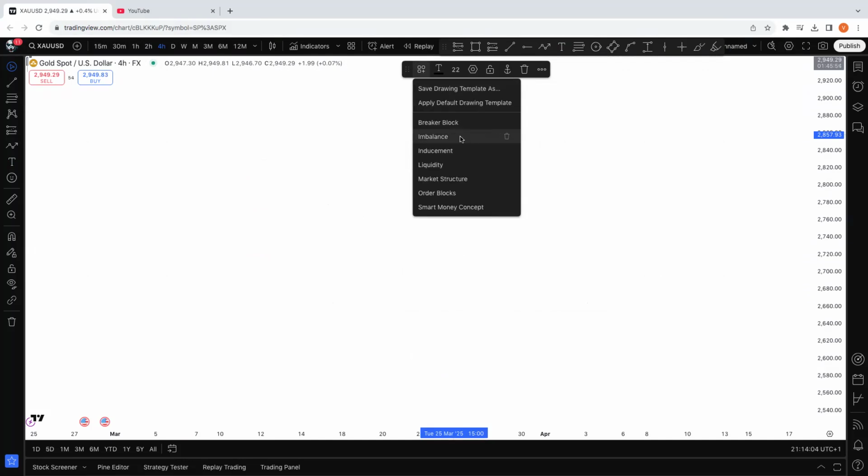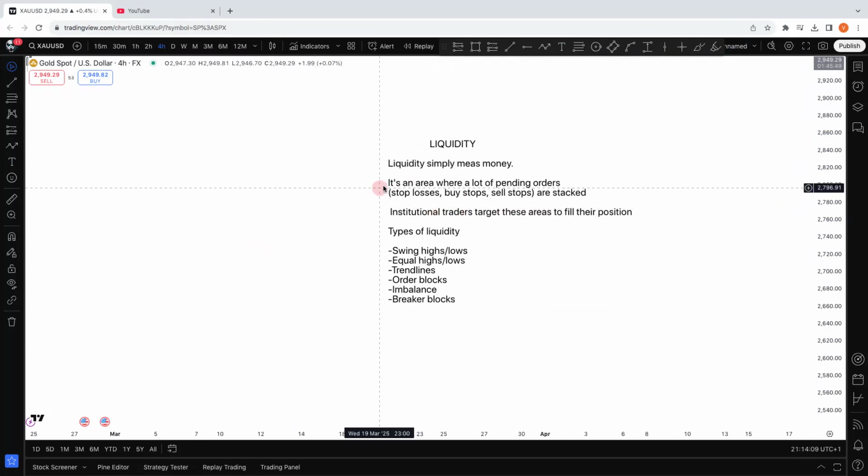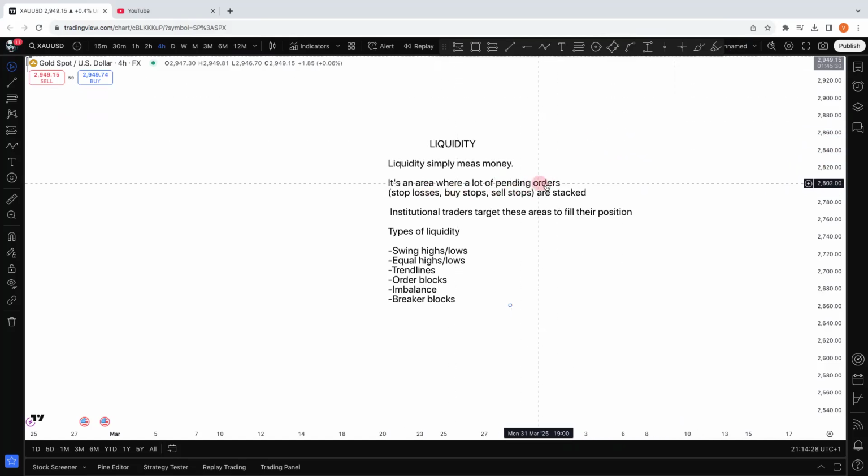So what is liquidity? Liquidity simply means money. It's an area where we have lots of pending orders. Pending orders are orders waiting to be mitigated. These are a lot of people that want to enter into the market, either a buy order from an order block, or a sell order, depending on the trend. So in an area where there are lots of orders, stop losses, buy stops and sell stops, where all of these orders are stacked, institutional traders target these areas to fill their positions.